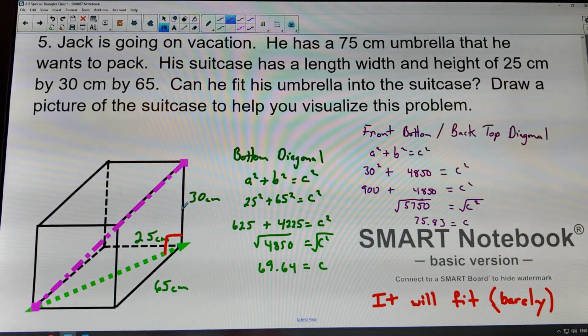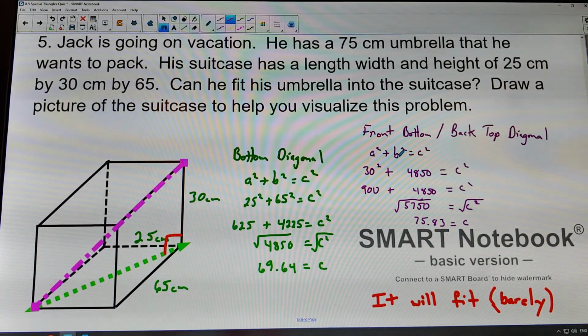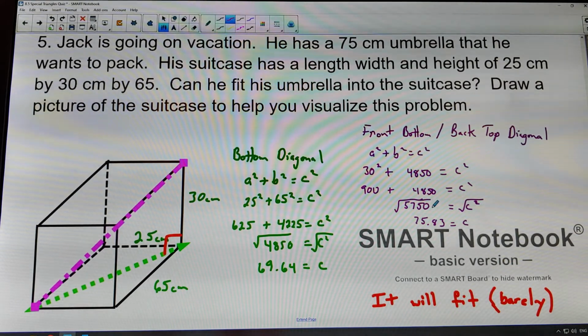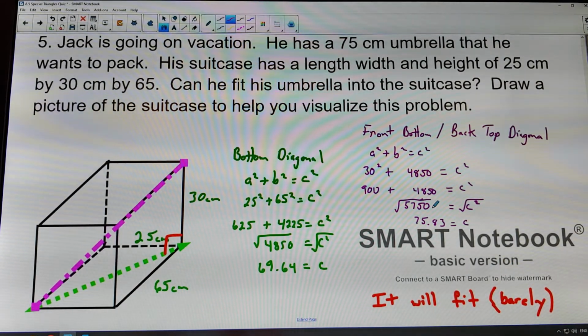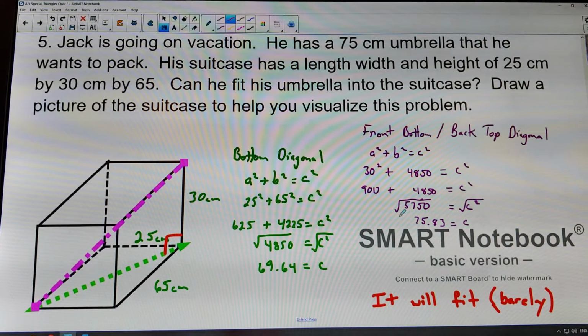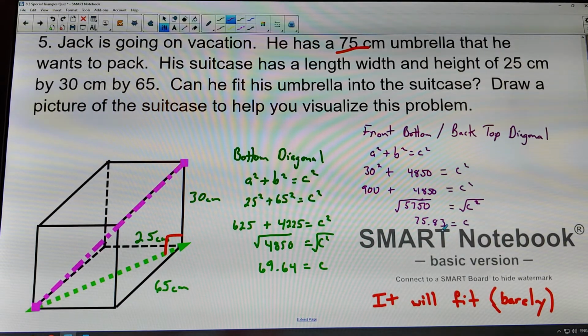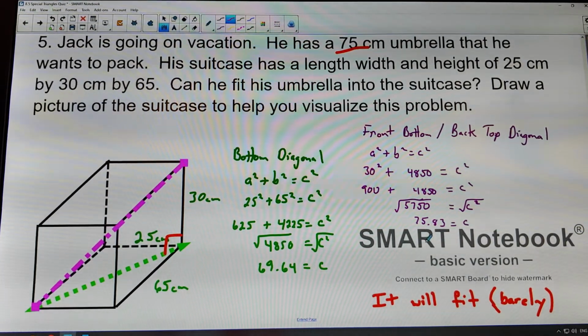So here we go. This edge, 30 squared. B squared, we know, is 4,850. We just calculated that, and C is what we want. 30 squared is 900. Add them up. I get 5,750. Square root that to get C, and we get 75.83. So the umbrella will fit just barely, because it was 75 centimeters long, and it's just barely over 75 centimeters.